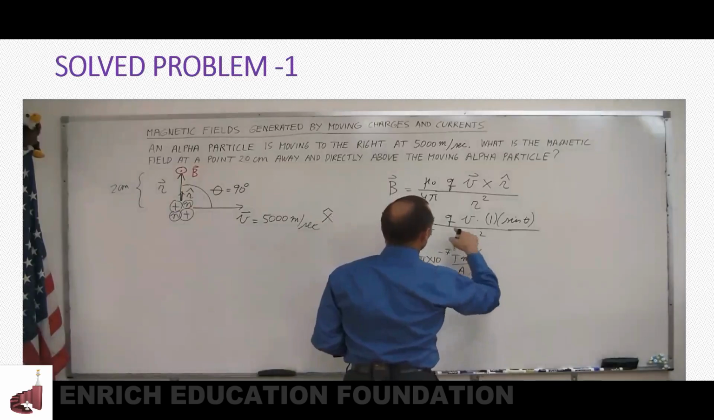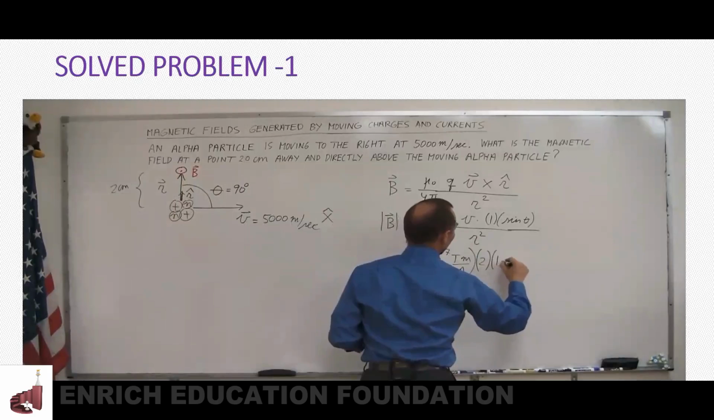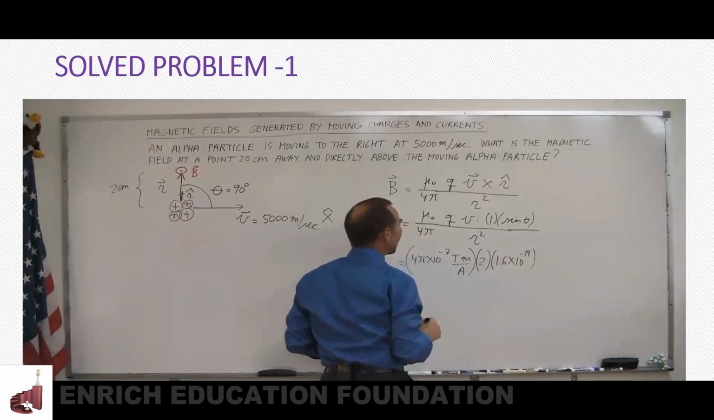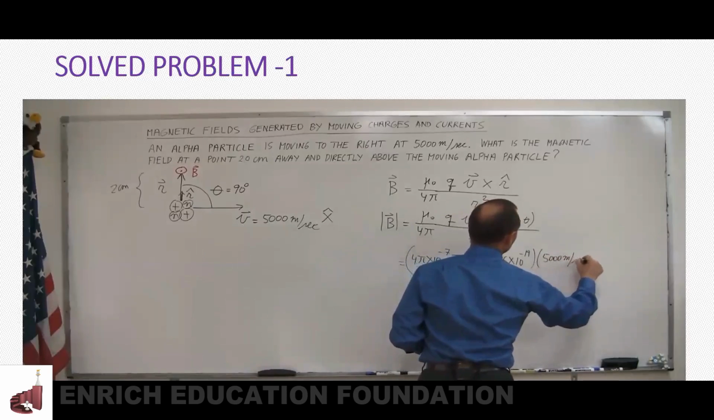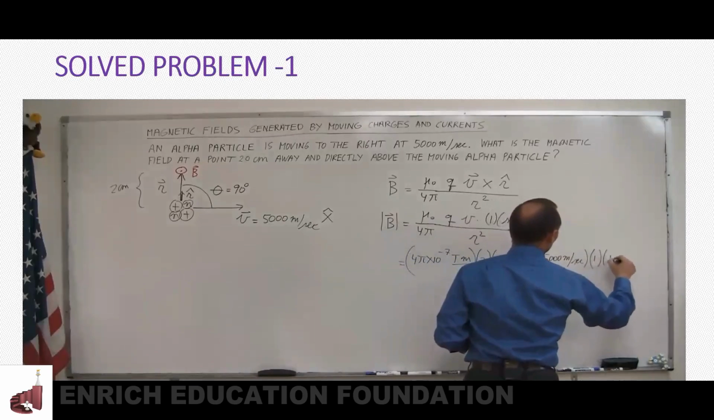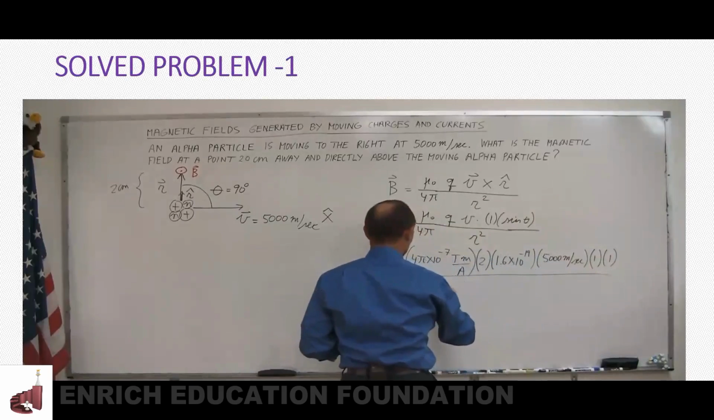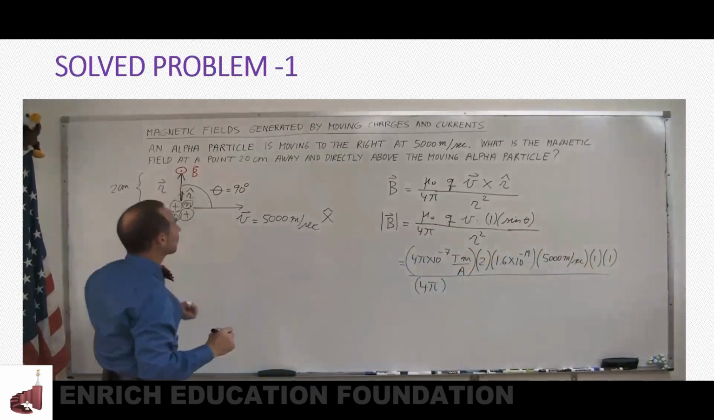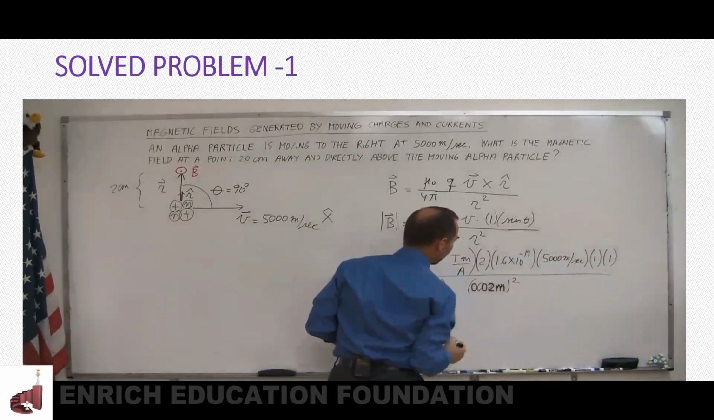We multiply the times the charge of the nucleus, and that would be 2 times the charge of a single proton, which is 1.6 times 10 to the minus 19, and the velocity v, which is 5,000 meters per second, and the sine of 90 degrees is equal to 1, and divide the whole thing by, we still have a 4 pi in the denominator, and then we have the distance squared. The distance would be 2 centimeters, so that would be 0.2 meters, and we have to square that.